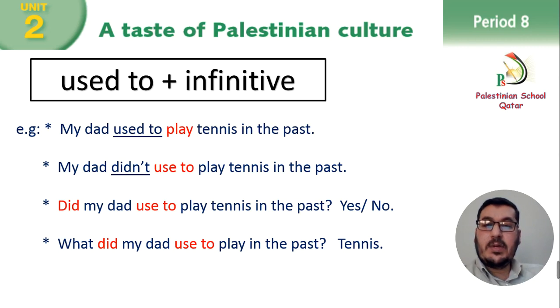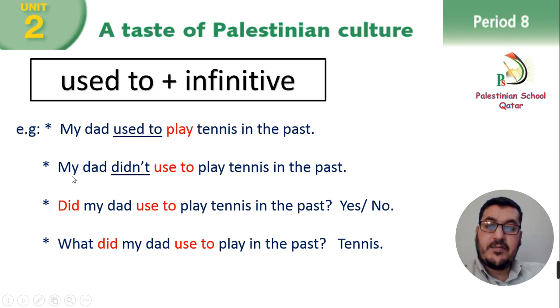It means no additional letters. So I need to put the verb without any addition, without ed, without ing, without s, nothing, in the base form. For example, my dad used to play tennis in the past. My dad used to. I put used to, it means I used to do things in the past. My dad used to, and after used to, I put the verb infinitive. My dad used to play tennis in the past.